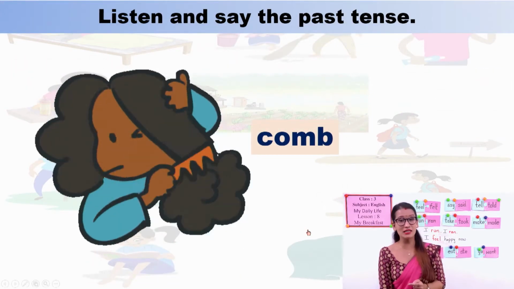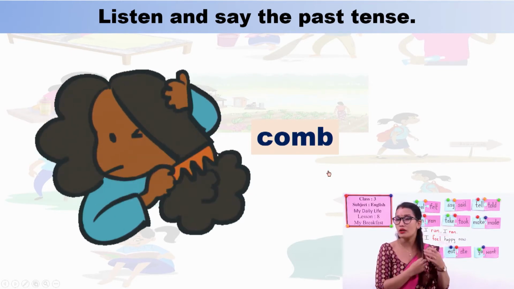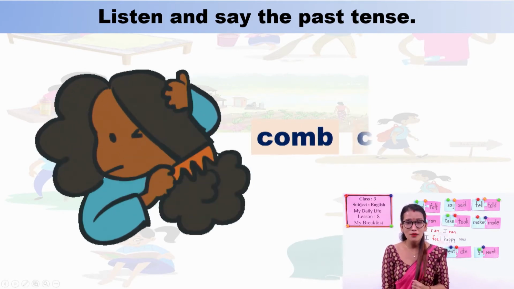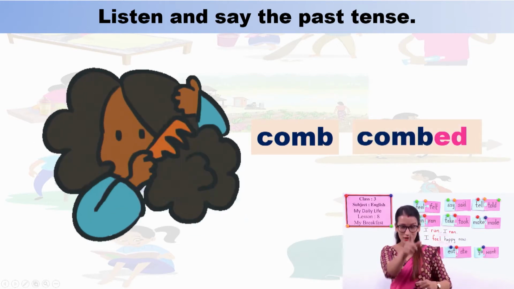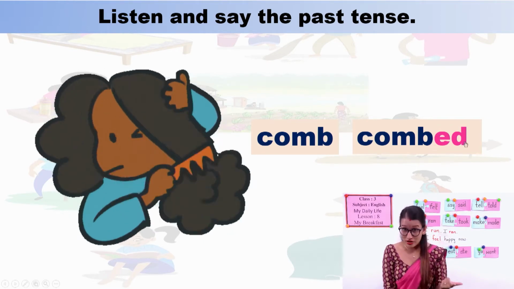Okay, now listen and say the past tense. Listen, look. What is it doing? Comb. I'm saying comb. I comb today. What might be the past tense word? Combed. Good. Very good. Excellent. What did we add here? Ed. Yes, but the pronunciation is d. Combed. Okay. And next picture.